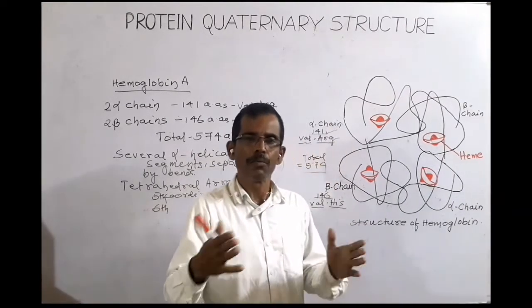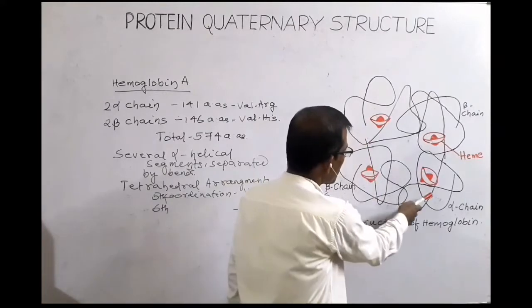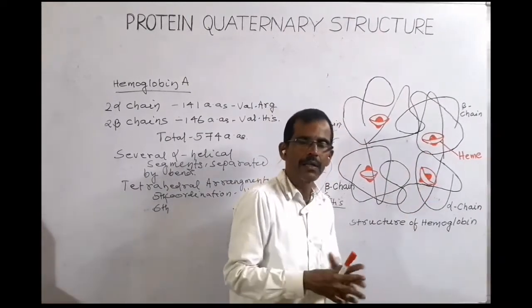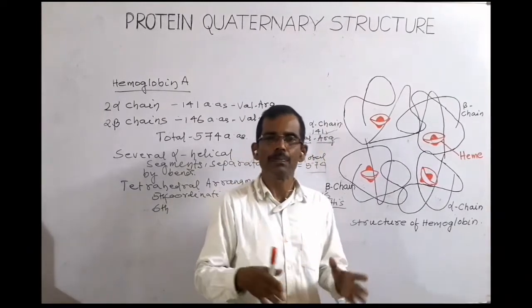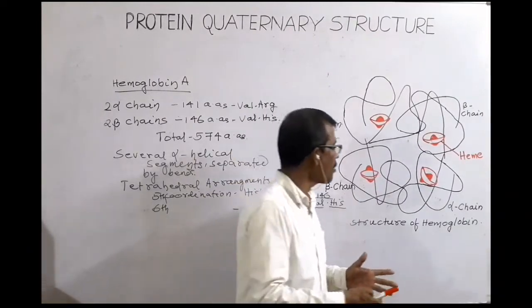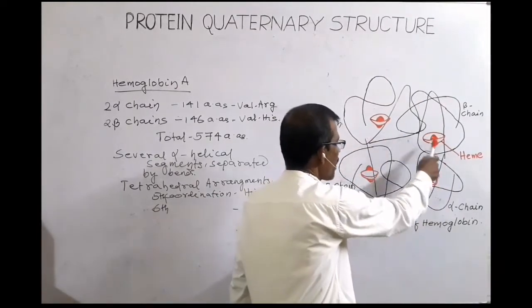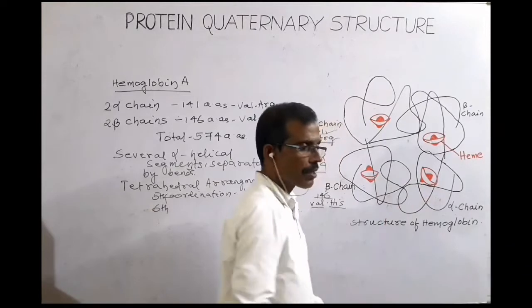So friends, in hemoglobin, 2 alpha chains and 2 beta chains associate and interact with the help of different types of linkages to form a complex three-dimensional structure that is known as the quaternary structure.